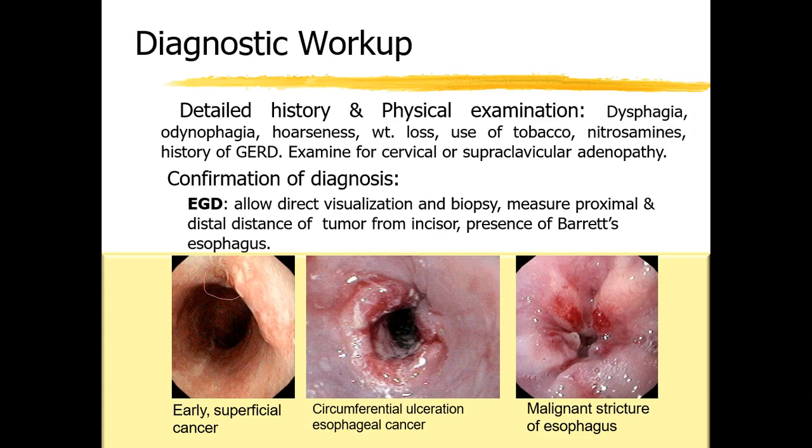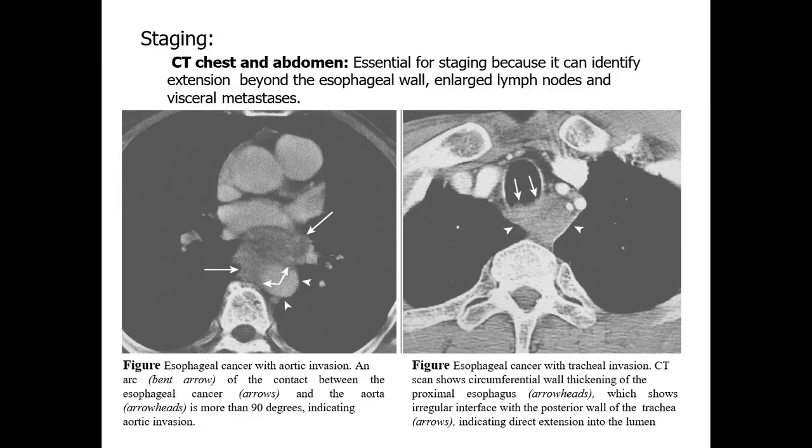Then how will you confirm your diagnosis? It is only your mind which suggests that this patient has dysphagia. You have to go through certain investigations to find out the cause. The first thing is upper GI endoscopy. It allows direct visualization, and at the same time you can take a biopsy for confirmation of the diagnosis.